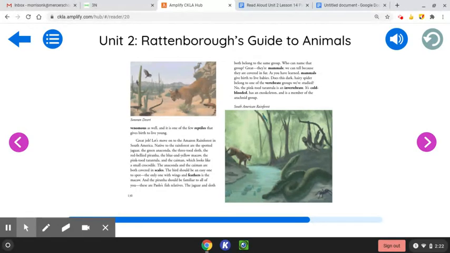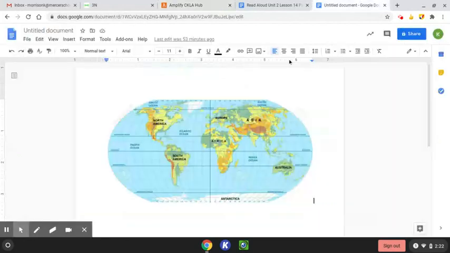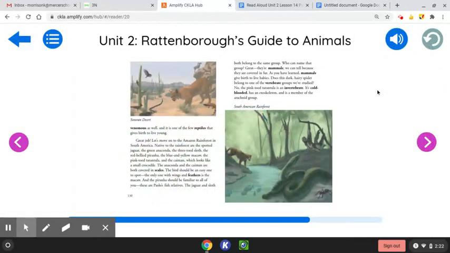So let's move on to the Amazon rainforest in South America. So let's see South America. North America is here to the north, and then we're going to move south down to South America. It's right there. All right. Native to the rainforest are the spotted jaguar, the green anaconda, the three-toed sloth, the red-bellied piranha, the blue and yellow macaw, the pink-toed tarantula, and the caiman, which looks like a small crocodile.